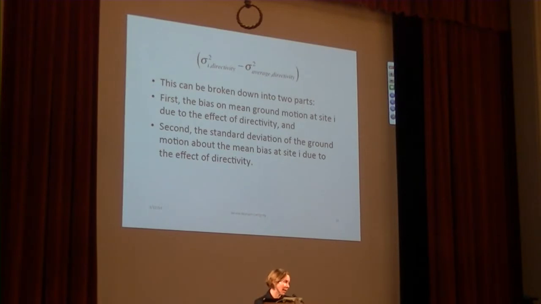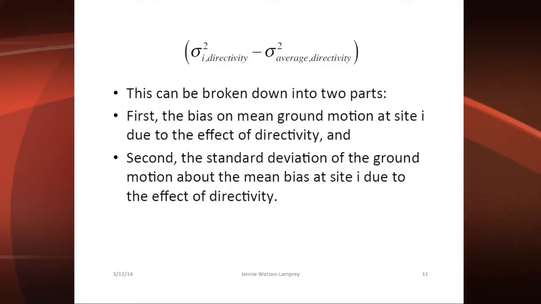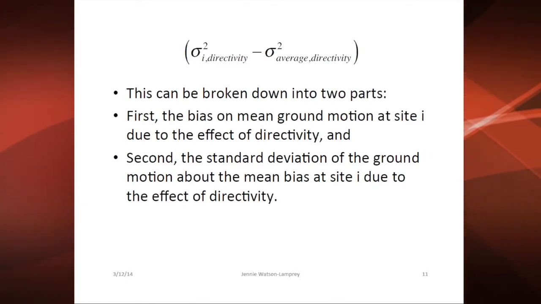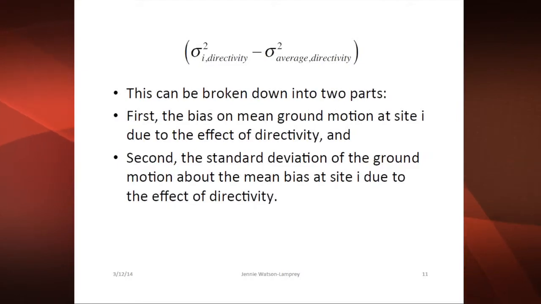And then around that bias, they also see variability, right? Even if they're seeing more frequently forward directivity, so they have a high bias, they're not always seeing high forward directivity. They're going to see some low and some median. So you get a variability about that bias as well.